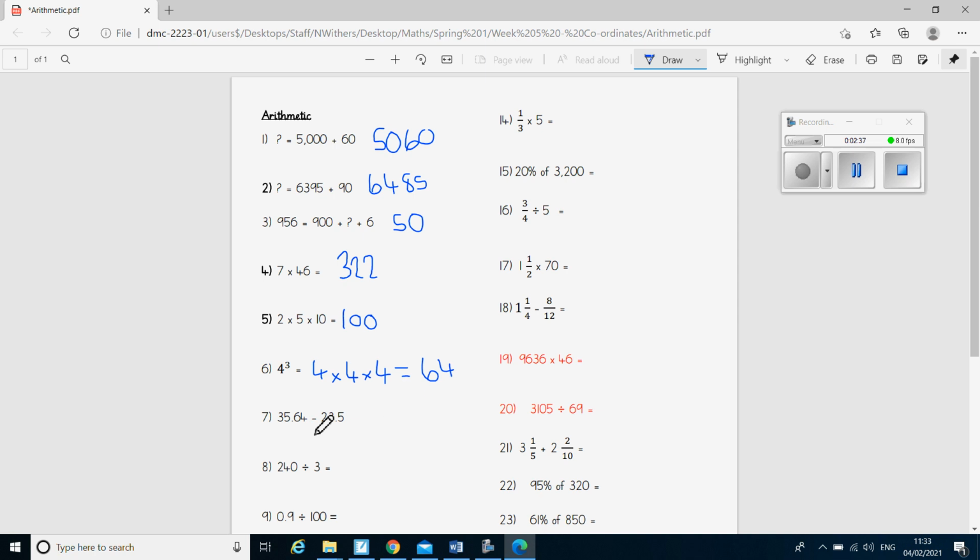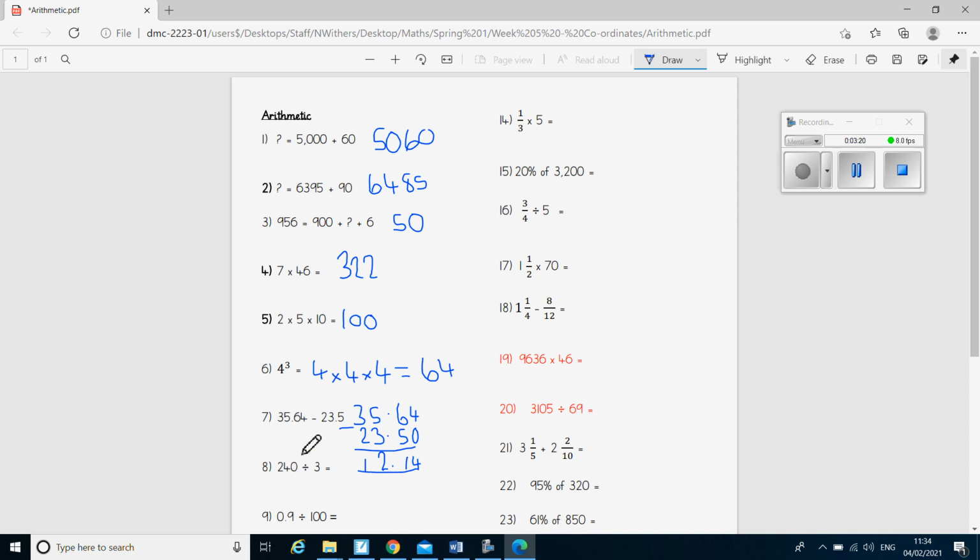Question 7, we have got a column subtraction with decimals. So the key here was to line up the digits in the correct column. So 35.64 and 23.5. Okay, I would want to put a placeholder in here and then I can do my subtraction. 4 take away nothing is 4. 6 take away 5 is 1. My decimal point drops right down into my answer. 5 take away 3 is 2, and 3 take away 2 is 1. So the answer we were looking for there was 12.14.